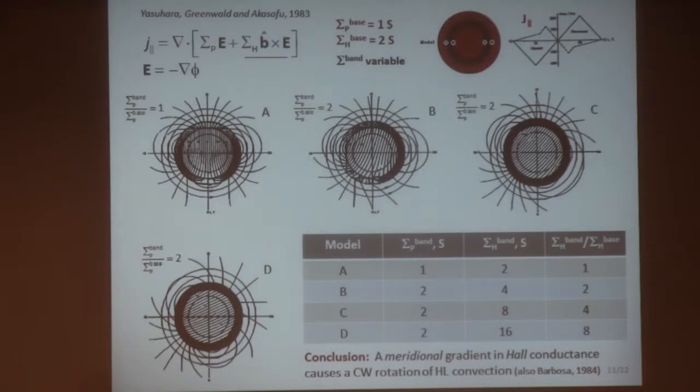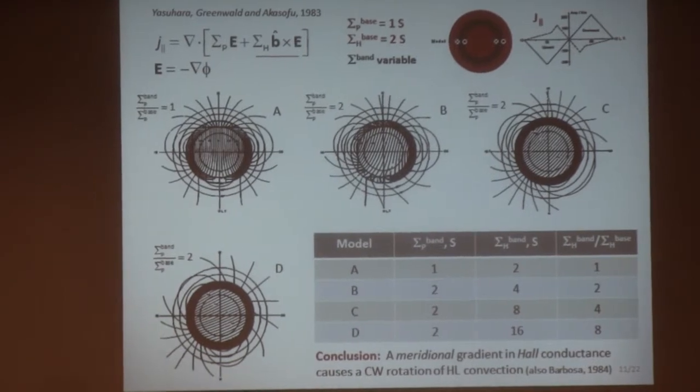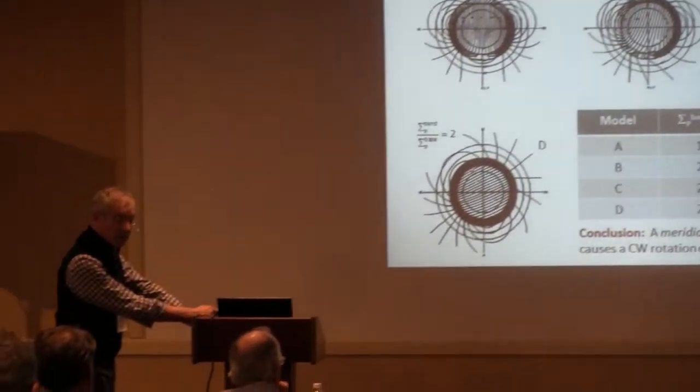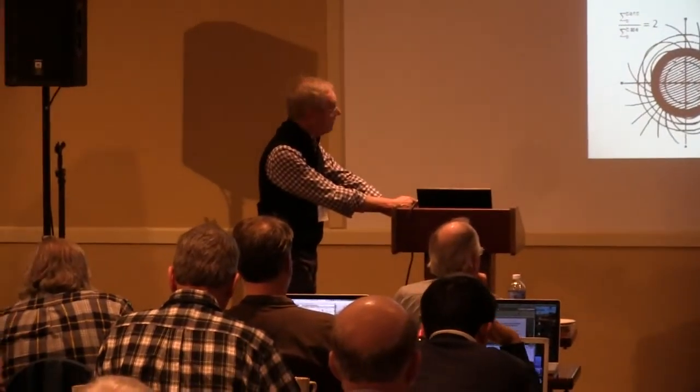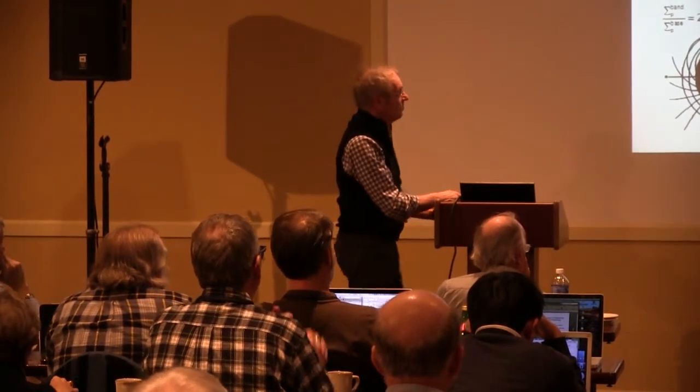The conclusion from this analysis is that it's the meridional gradient in the Hall conductance, not the azimuthal gradient, but the meridional gradient in the Hall conductance that's causing this rotation. In fact, if you keep the Pedersen conductance uniform and put a step band in the Hall conductance, you get a rotation. If you keep the Hall conductance uniform everywhere and just put a step band in the Pedersen conductance, you don't get the rotation. It's the Hall conductance that's doing that.